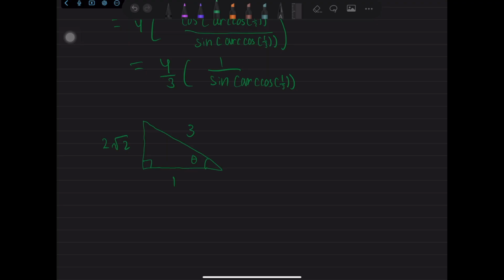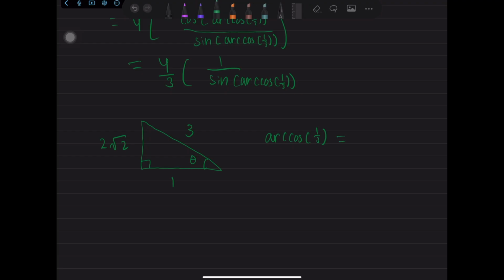So now we have sine. So we had arc cosine of 1 over 3, right? Adjacent over hypotenuse is theta. Then we take the sine of this, which is just the sine of theta. What is sine of theta? What is opposite over the hypotenuse? That's 2 square root of 2 over 3. Okay? So now we have 2 square root of 2 over 3.